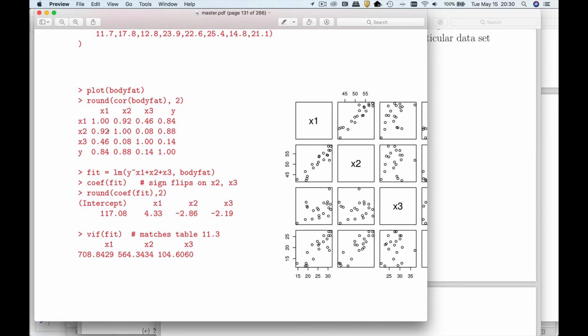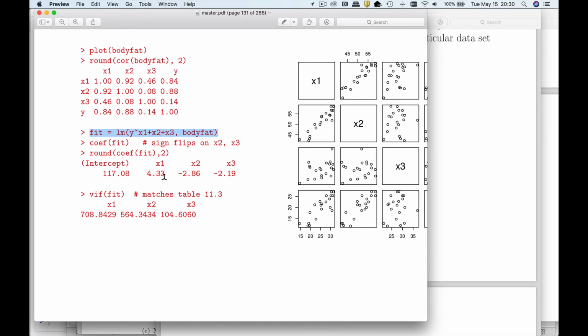That's reflected in the correlation matrix. So strong positive correlations between x1 and x2 and y. However, x1 and x2 are pretty correlated with each other. Now, we put this into a regression model. What you're going to see is you get a sign flip. Okay, so look at that big negative 2.86 for x2.